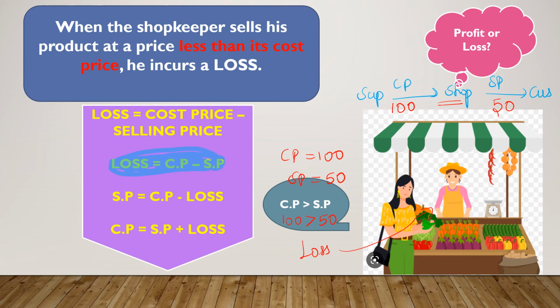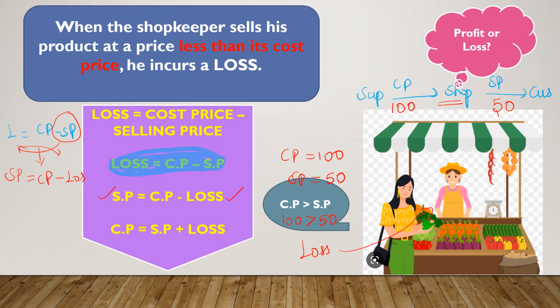So loss equals cost price minus selling price. This we already know, right? Now I want the selling price only. See, it has a negative symbol. So the selling price moving to the left side will become a positive selling price. Then the cost price as it is. Then the loss will come to the right side, meaning negative loss. That is our second formula.